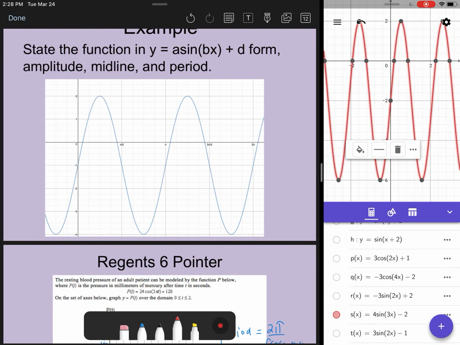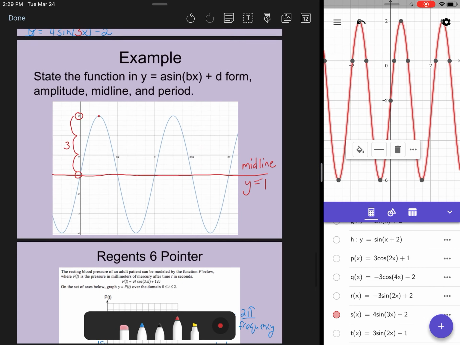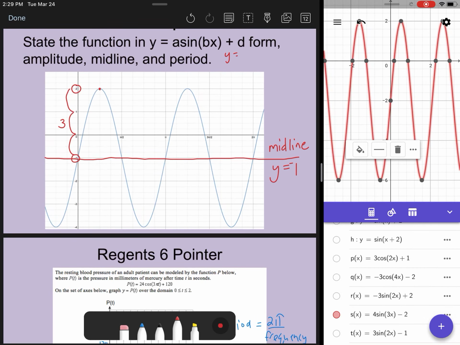Okay, take a look at the next one. Same thing. See, all these problems are doing exactly the same steps over and over again. Identify the midline. Okay, here's the midline. The equation of the midline is y equals -1. Okay, amplitude. We're going from the midline to the highest point on the graph, which is at 2. Our midline is at -1. There's 1, 2, 3 units in between the midline and the highest point. So that is our amplitude.